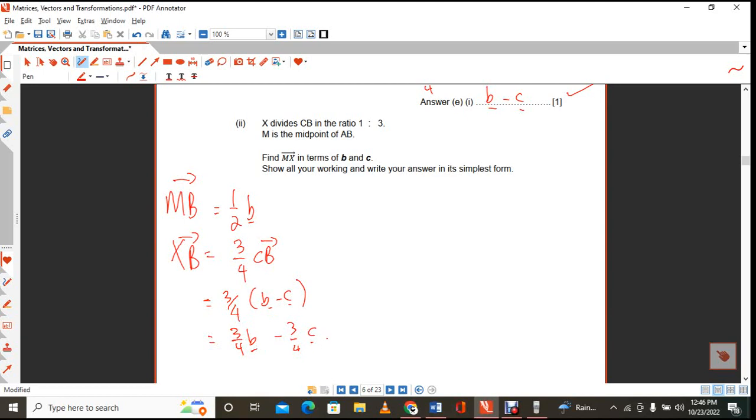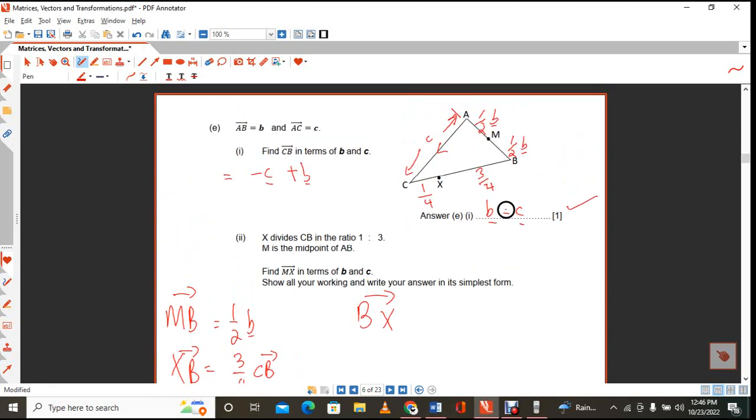All right. Now, what is the next thing that I need to know? What is BX now? Okay, so we go back to our diagram. B to X, this whole distance BX. So that's going to be negative, okay, whatever my previous answer is, negative. So that would be negative.